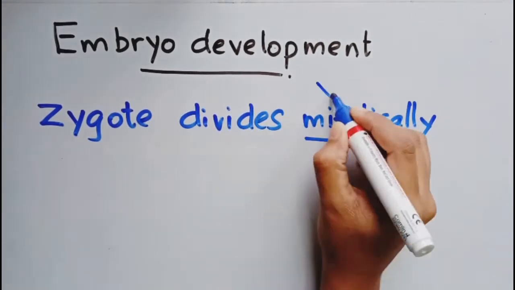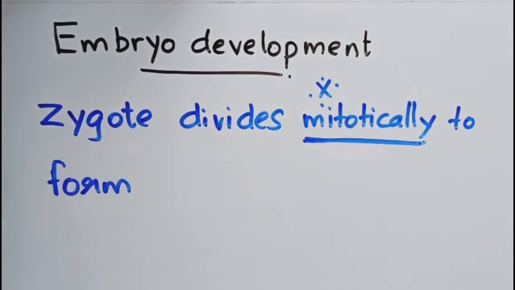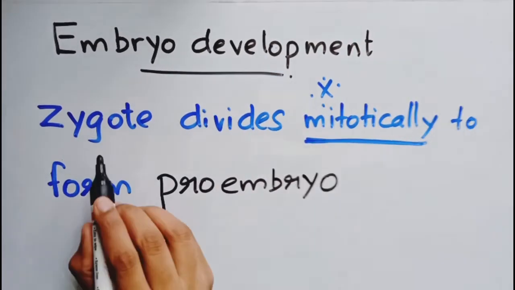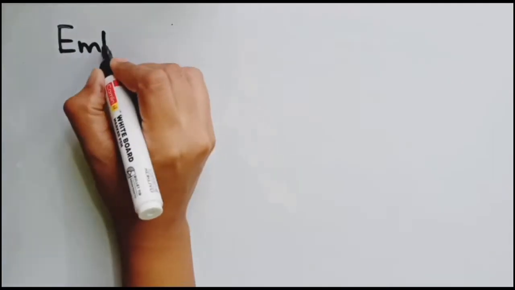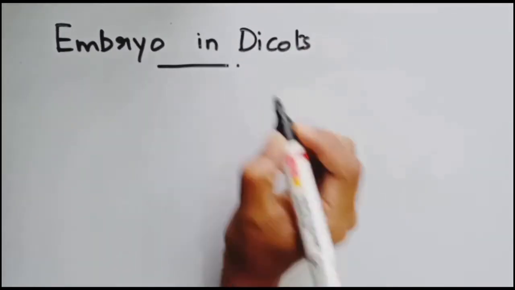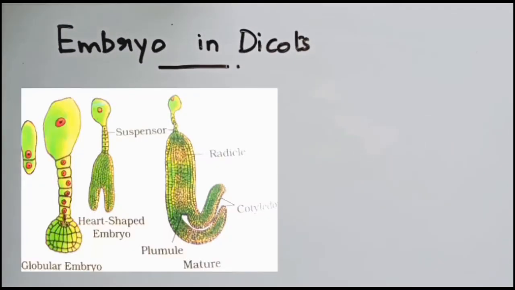Zygote divides by mitotic division. It's very important: by mitotic division to form pro-embryo. Zygote divides mitotically to form pro-embryo. We have learned about the different stages of developing pro-embryo.